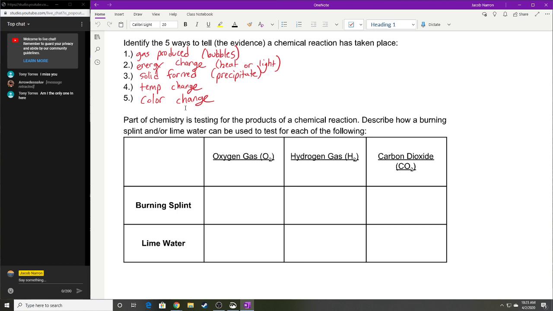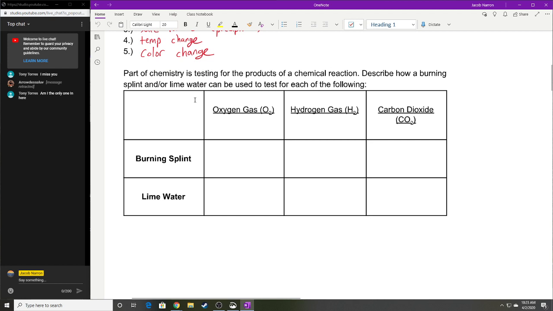Alright, next thing. Part of chemistry is testing for the products of a chemical reaction. Determine how a burning splint and or lime water can be used to test for each of the following. So this is something that is from the standards, but it's so specific I don't really feel like it's worth mentioning. The standards specifically say they need to know what happens if you put a burning splint in oxygen? What does it do? What happens if you put a burning splint in carbon dioxide? You can find videos of it online. You can just type in, I think, burning splint gas tests, and you'll probably find it.